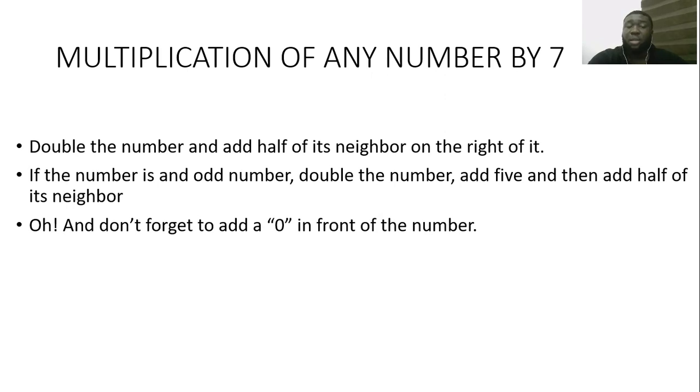Now, if the number is an odd number, we have to double the number, add 5, and then add half of its neighbor. So this drawback is only for when the number we are working on is an odd number. So we have to double the number first, then add 5, and then add half of the neighbor. But don't forget to add 0 in front of the number. Don't forget, it helps.